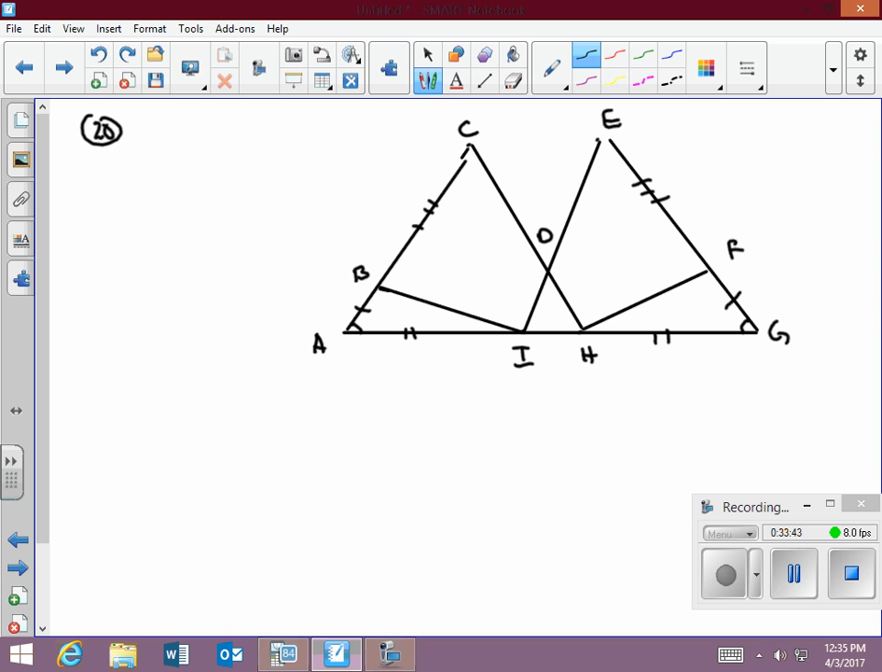So if you consider the triangle ABI and GFH, that's the one we're going to consider congruent first. So we're going to make the statements. Number one, AB is congruent to GF. And that's given. Added to that, AI is congruent to GH.